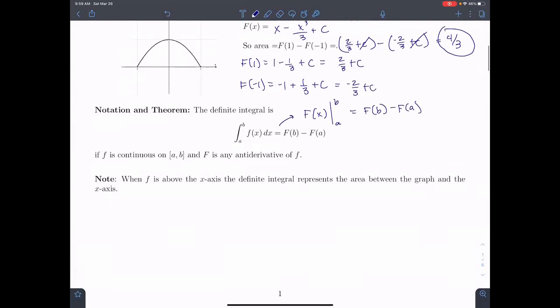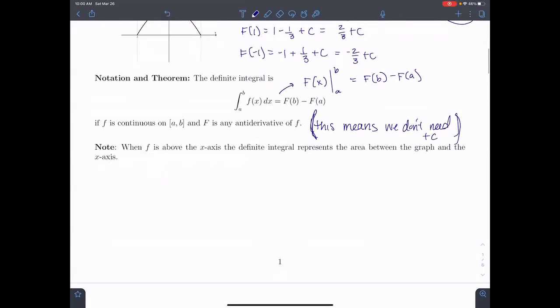Okay. So that is if f is continuous on [a, b], and F is any antiderivative of f. This means we don't need the plus c. They're going to cancel anyway, like we saw in those examples. So we don't need it.